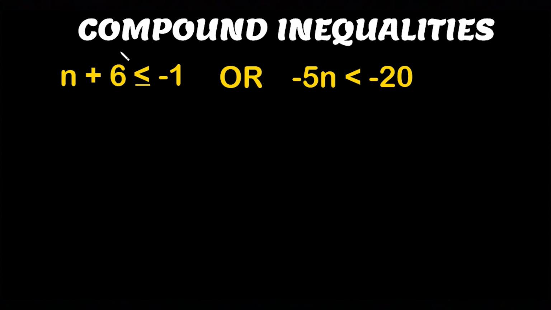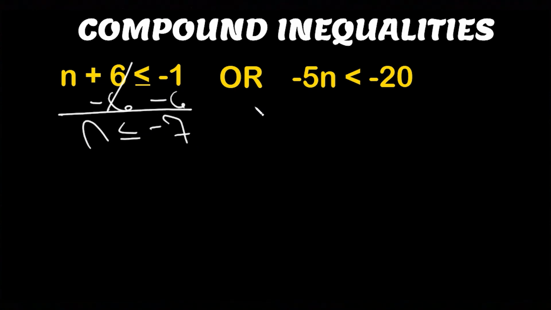So on the first one, I have to add 6 on both sides. That will cancel out here, and then I bring down n, bring down my inequality, -1 and a -6 make -7, and there we go, that one's done. Then we have or, so it could be this, or it could be what we're about to solve here.